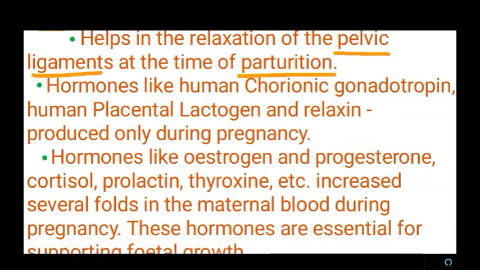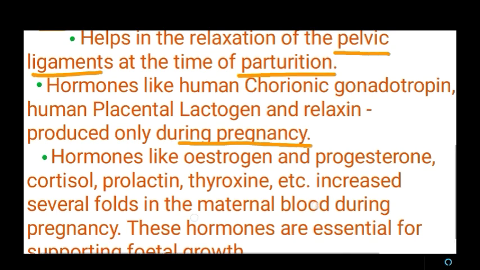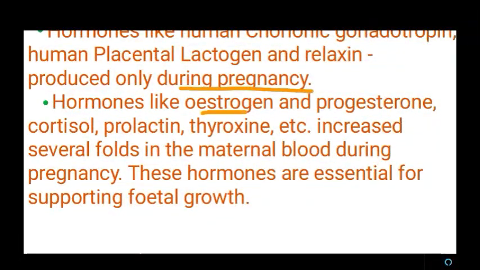All these hormones are produced only during pregnancy. And hormones like estrogen, progesterone, cortisol, prolactin and thyroxine increase several fold in the maternal blood. The hormonal levels of these hormones are higher in the mother's blood during pregnancy. From this we can understand that these hormones are very essential for fetal growth. These hormones support the fetal growth.